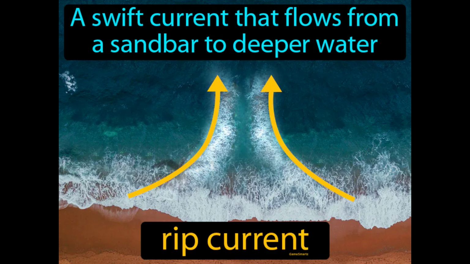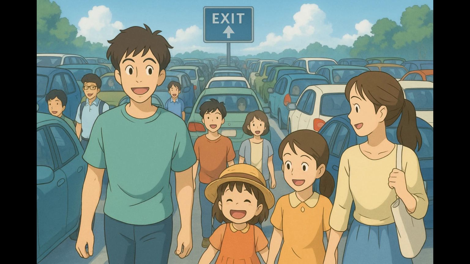A swift current that flows from a sandbar to deeper water. Rip current. A rip current is a strong, narrow flow of water moving from the shore out to the ocean. Imagine trying to navigate a crowded parking lot where all cars are slowly moving towards the exit at once. This situation is similar to a rip current because both involve a concentrated flow of movement in a specific direction.